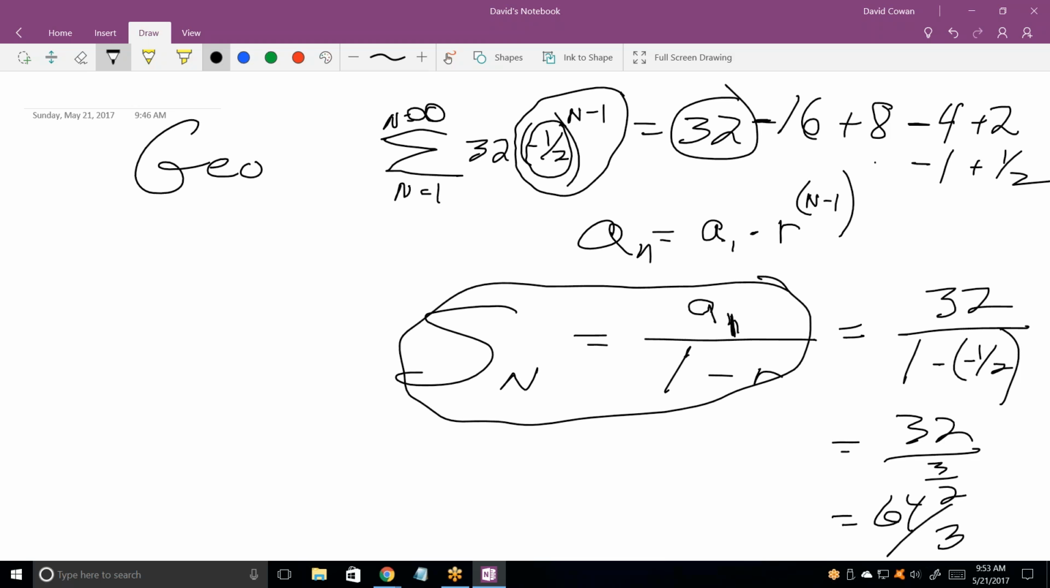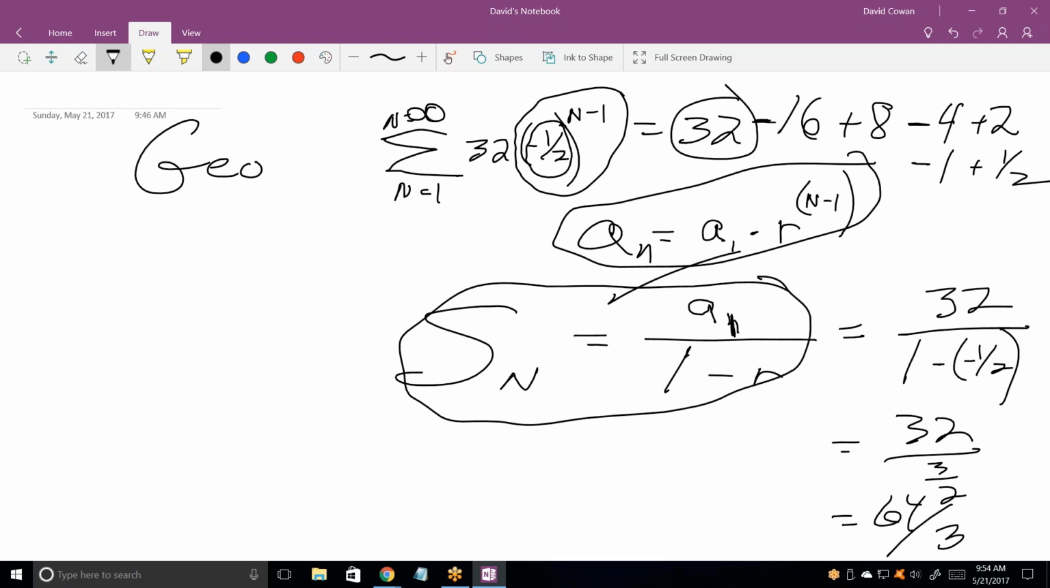But really, that's the formula. I didn't really need this formula. I just wanted to make sure you knew it, since we were talking about geometric sequences. But if you're adding up an infinite series, and that's what we're doing here, in other words, this keeps going forever, and if it's a geometric series, you can use that formula.